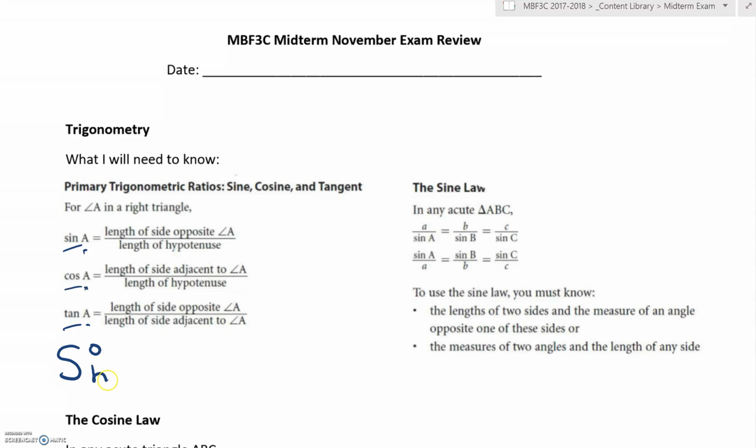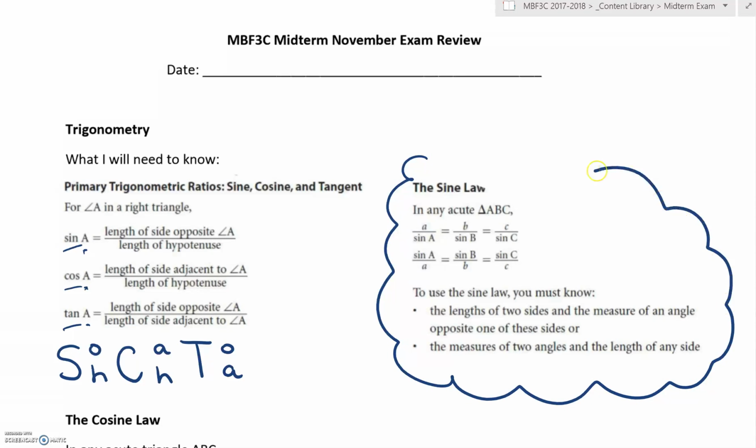And if you want to remember how to write it a little bit more easily, this might be the way to write it: SOHCAHTOA. This is for a 90-degree angle triangle. Now, if you don't have a 90-degree angle triangle and you need to find a side or an angle, that's where the sine law comes into play.